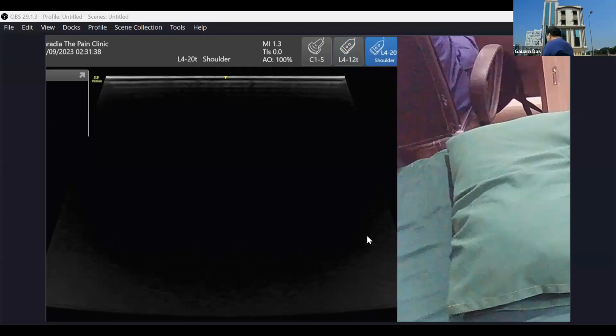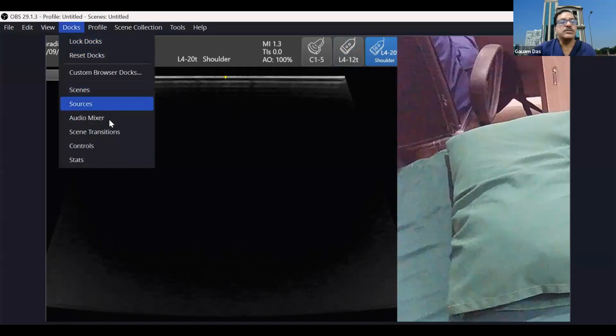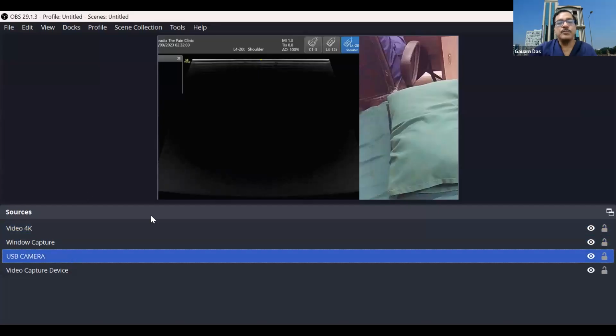Okay, let me start with the plantar area. Okay, just give me some time. Having some problem.